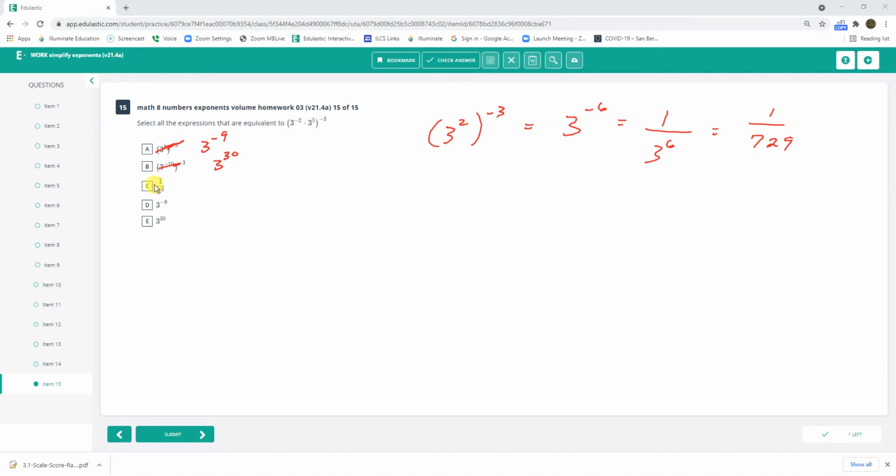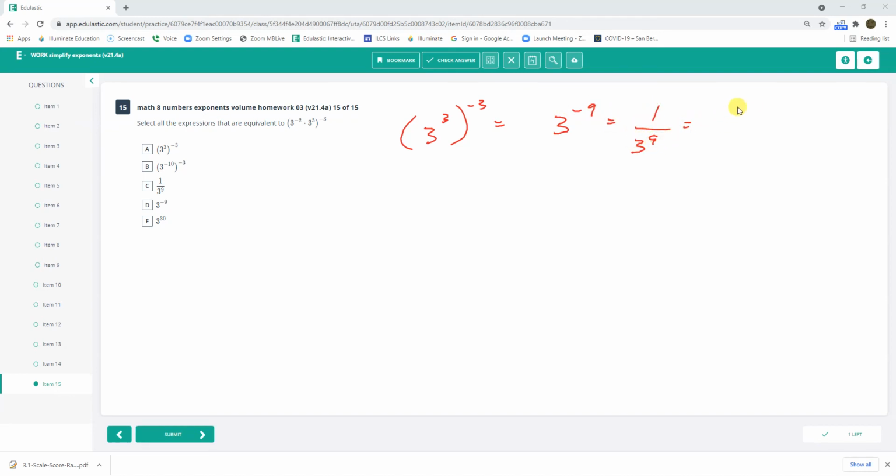You know what? Mr. Barr messed this one up. Clear all. Let's try it again. Base add. 5 minus 2 is 3 to the 3rd, to the negative 3, which equals 3 to the negative 9, which equals 1 over 3 to the 9th. We're not going to do 3 to the 9th. So this would be 3 to the negative 9, which matches up, yes. This would be 3 to the 30th, which does not match up. 1 over 3 to the 9th, which matches up right there. 3 to the negative 9, which is right there. 3 to the 30th, which does not match up.